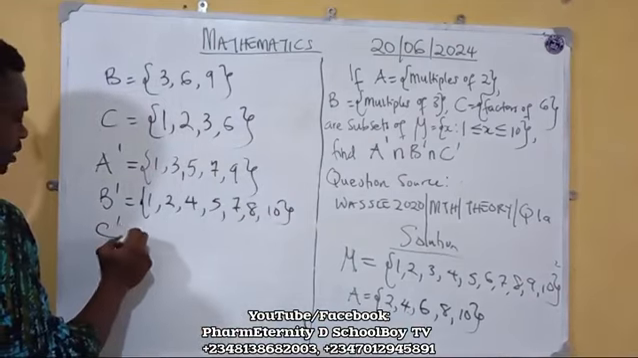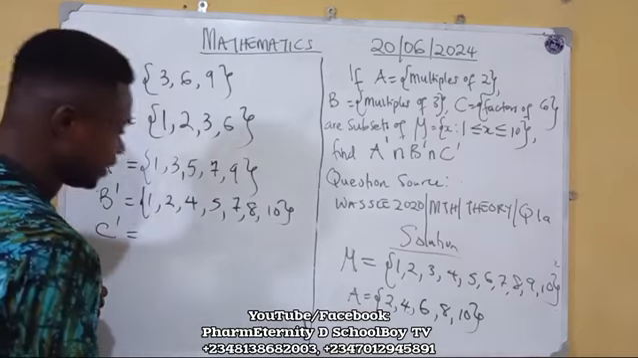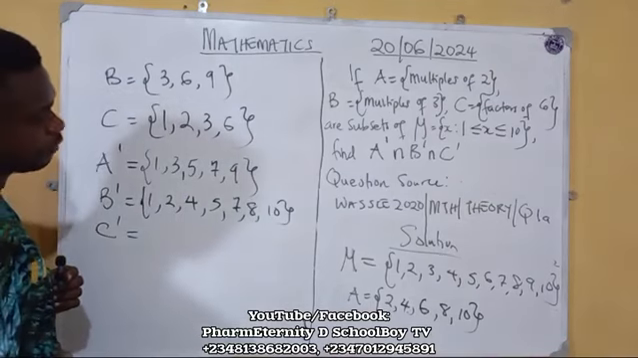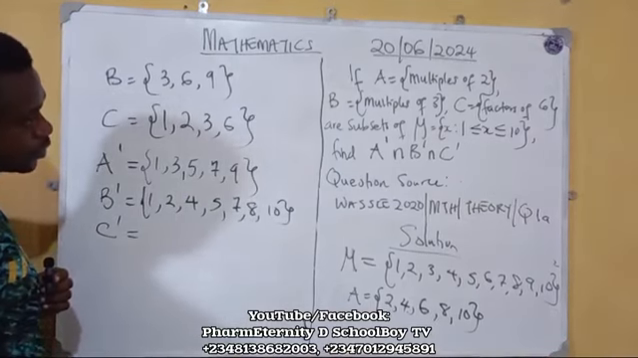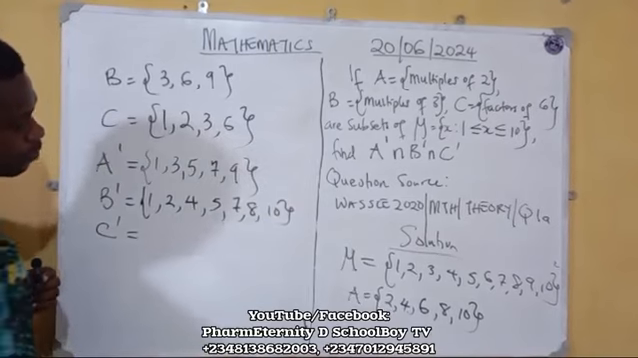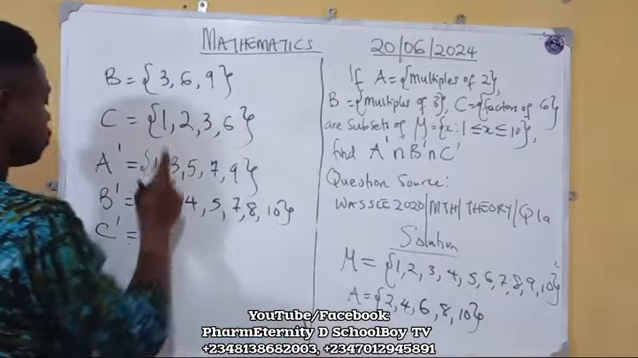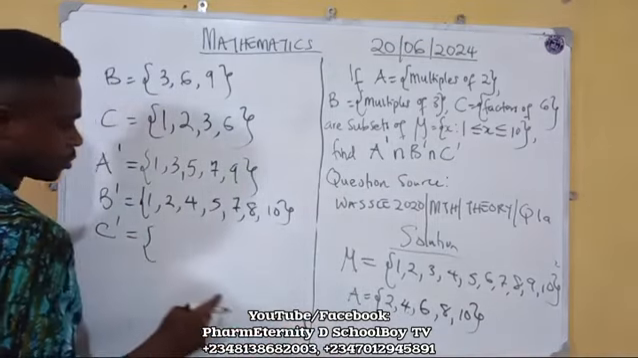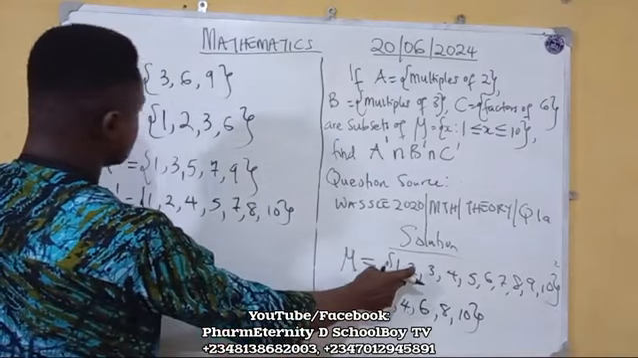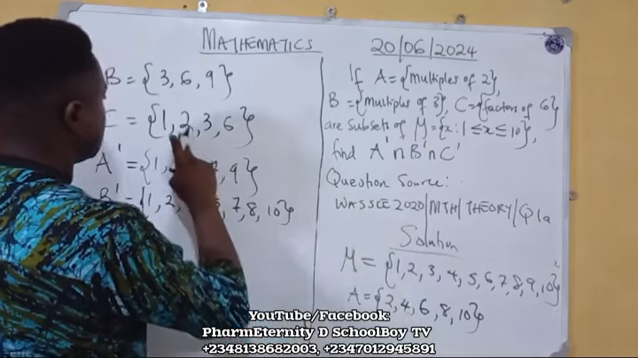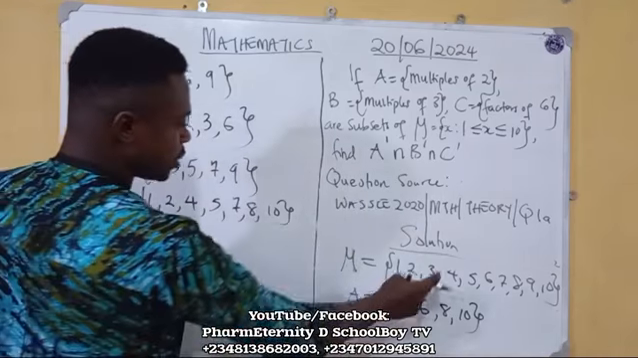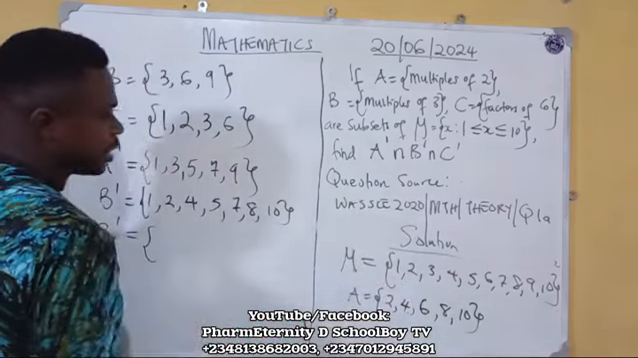Let's list the content of the complement of C, or C prime. Let's go. This is C. 1 is here, there's no 1 here, so I'll not write 1. 2 is here, there's 2 here, so I'll not write 2. 3 is here, there's 3 here, so I'll not write 3.